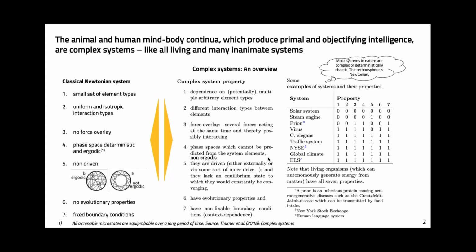So what is a Newtonian system? But by the way, can you hear me all right? Does it work? Okay, I assume yes. Newtonian systems are made up by a small set of element types. For example, the solar system is made up by the sun and the planets, which are not many elements.